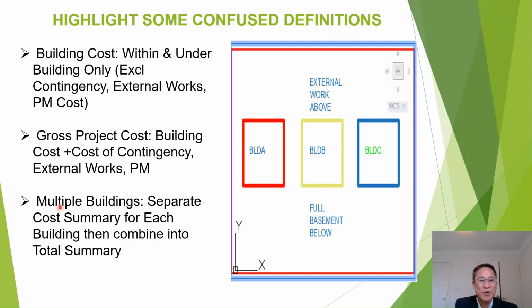And as for the multiple building license projects, we have to do a separate cost summary for each building, and then we will combine them in one total project summary. To do that, we can identify the building cost for each building and the total cost for the whole project.